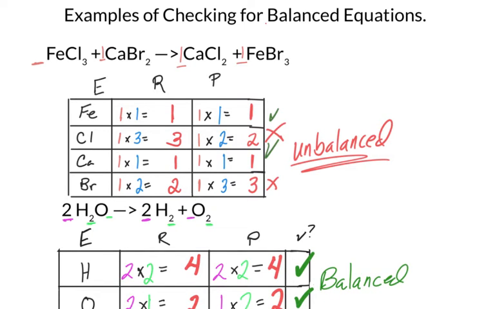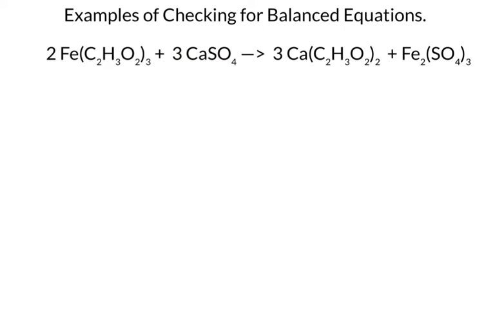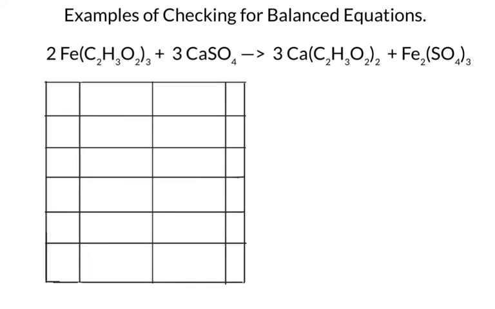Now let's try some harder ones. For this set, I'm going to show you 2 different methods that can be used to figure out if it's balanced or not. First, I'll show you the method we've been using. So we'll start here with iron acetate. We're going to write all the elements that are present.